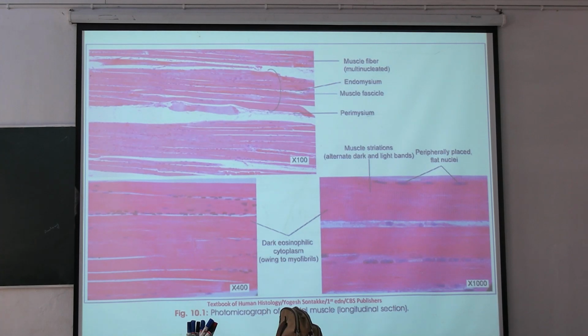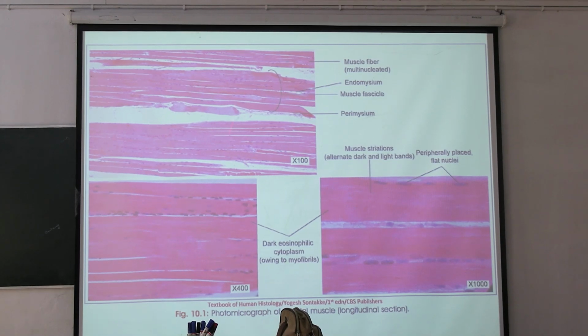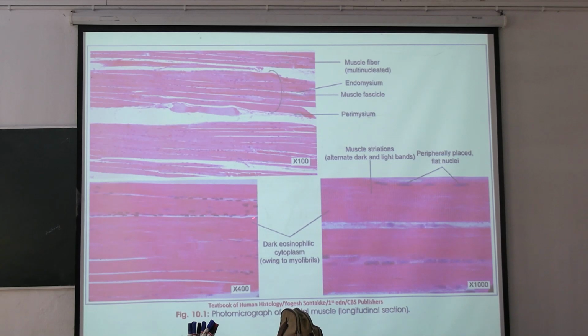Now, this is another photomicrograph of skeletal muscles. Muscle fiber multinucleated, muscle fascicle, and see the muscle striations. This is 100x, this is 1000x, and this is 400x. Anyway, you see between these two in your microscope, 100x and your 400x.